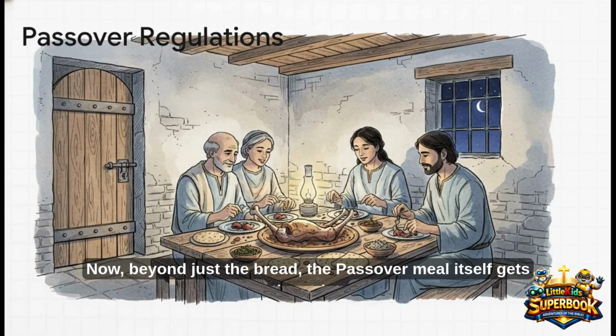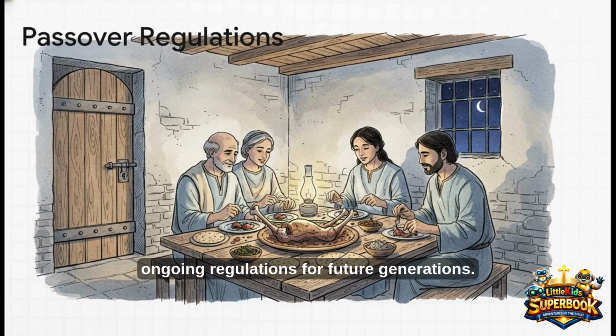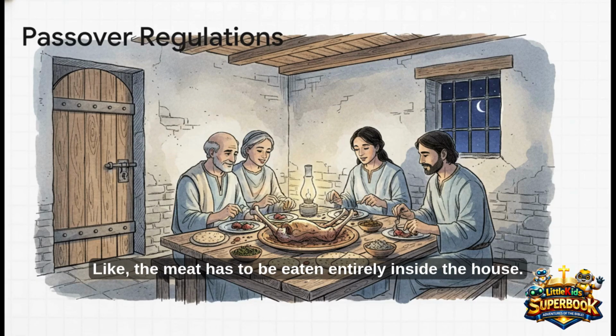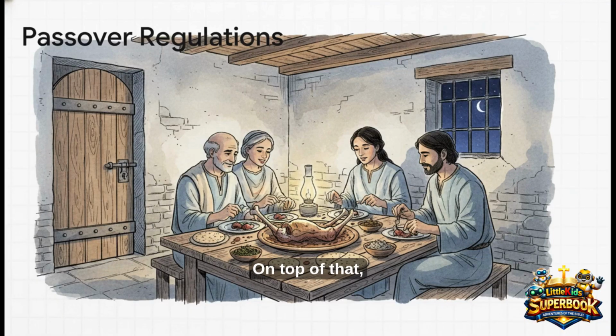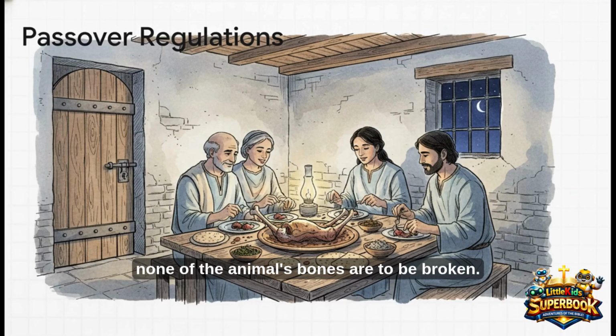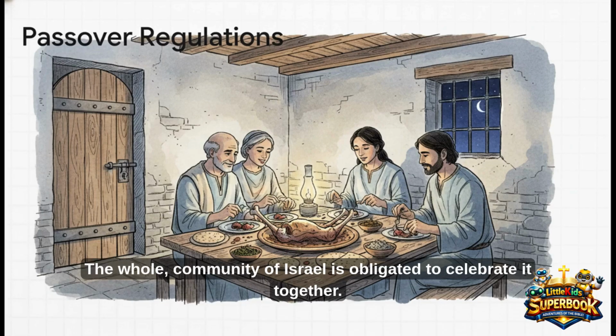Now, beyond just the bread, the Passover meal itself gets these strict, ongoing regulations for future generations. Like, the meat has to be eaten entirely inside the house. Not a single piece of meat can be taken outside. On top of that, none of the animal's bones are to be broken. And it's a communal requirement. The whole community of Israel is obligated to celebrate it together.